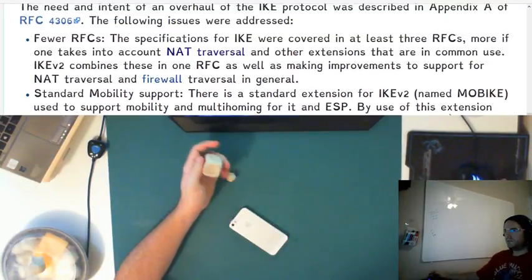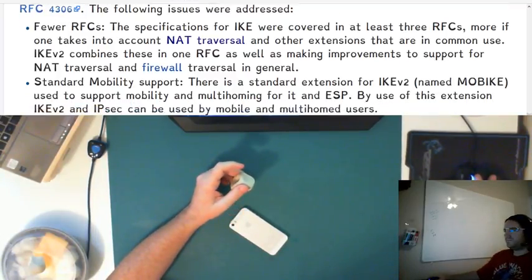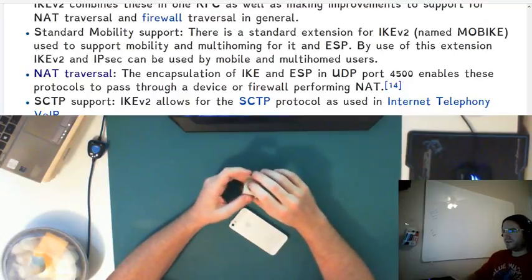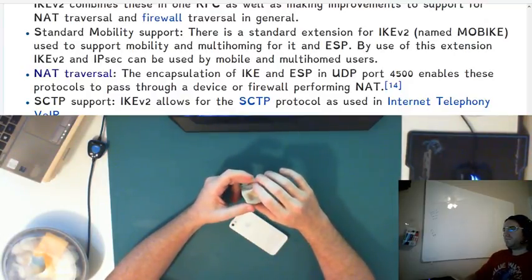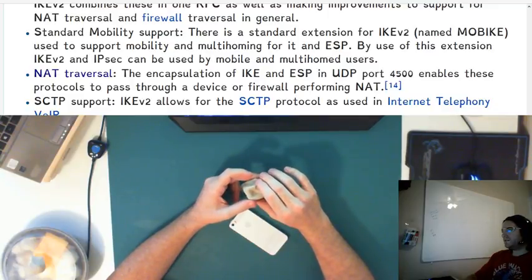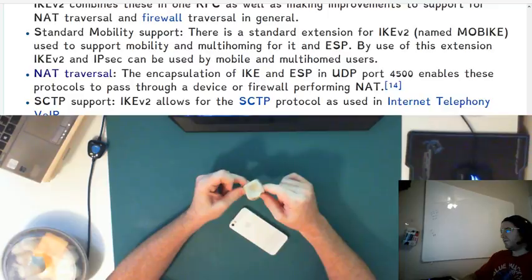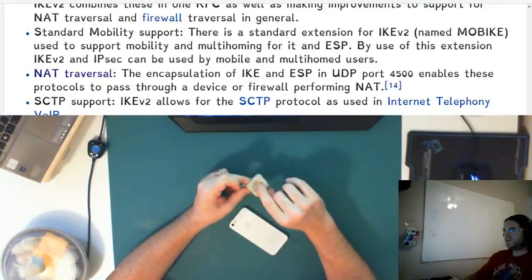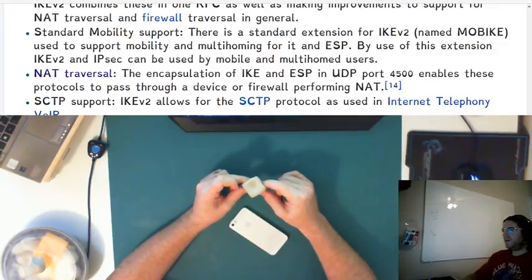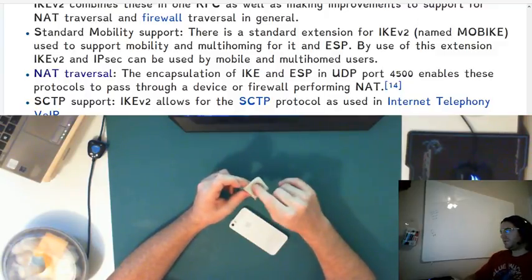So they condensed all the RFCs into the v2 standard. Standard mobility support. There is a standard extension for IKE v2 named MOBIKE, used to support mobility and multihoming for IKE and ESP.